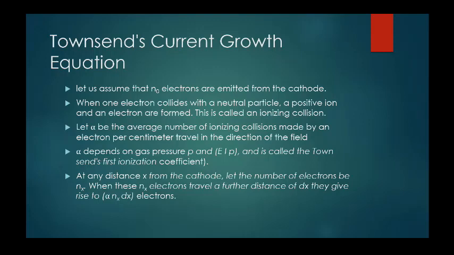Now if we multiply by nx, that is the number of electrons that are traveling, we get this expression alpha nx dx as the number of electrons that are being produced via collision.